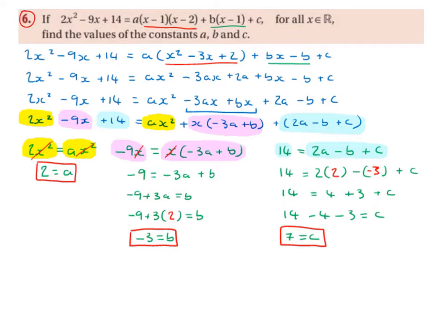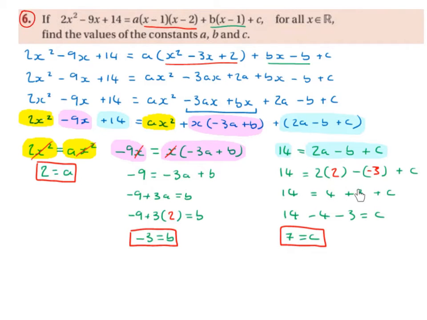Now we just need to find c. So we're going to group together the constants. So we have 14 = 2a − b + c. So we're going to swap the a for 2 with brackets around it, the b for −3, again with brackets around it, and bring down the +c. So we have 14 = 2 times 2 minus times minus 3 plus c. 2 times 2 is 4, minus times minus 3 is plus 3, and bring down the +c.